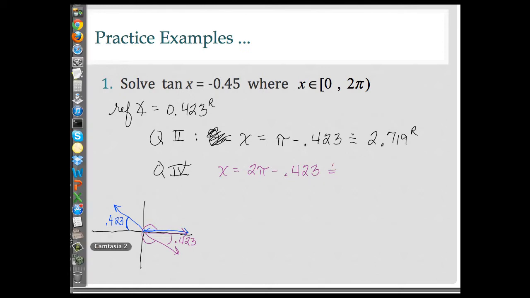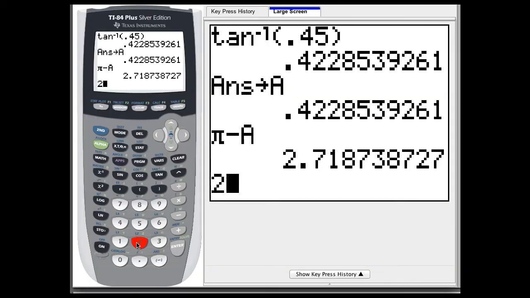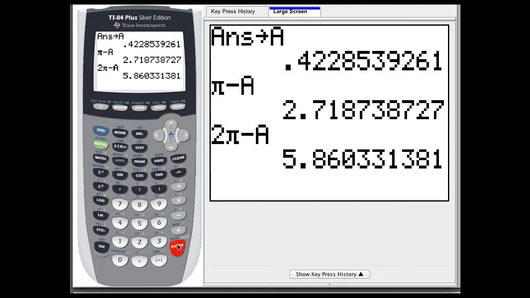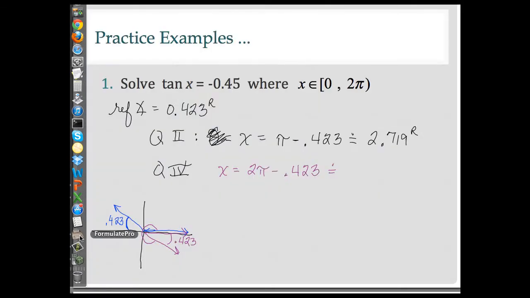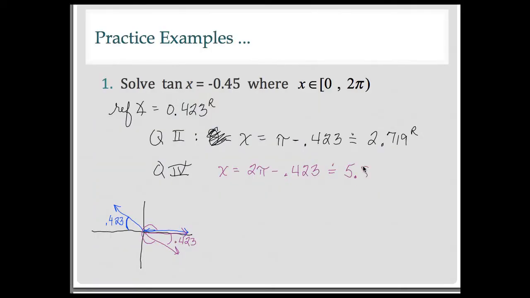Go back to the calculator real quick. So we have 2 pi minus what we stored as the reference angle. And our other answer is approximately 5.86. So they would be the two angles in terms of radians whose tangent values are a negative 0.45. And these are really easy to check. You could easily just do the tangent of 2.719 and the tangent of 5.86 on your calculator, and you should get pretty close to a negative 0.45 for each.